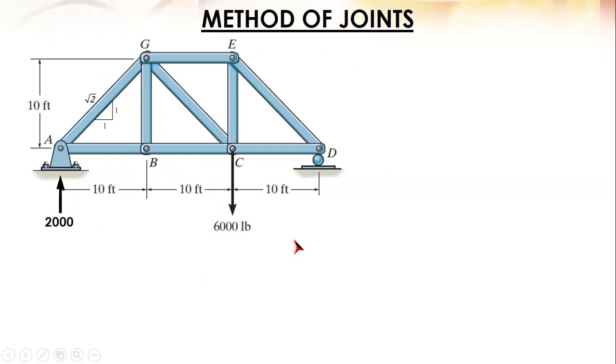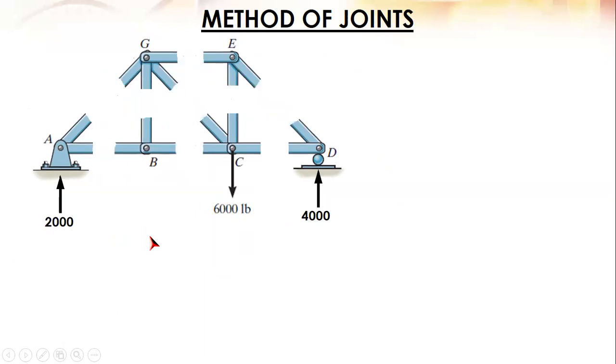So, we have the reactions, 2,000 and then 4,000. Now, so that we consider smaller values, instead of 6,000 pounds, let's replace this by 6 kips. Anyway, the slopes are 1:1 and square root of 2. Let's go back. Replace 6,000 pounds by 6 kips.